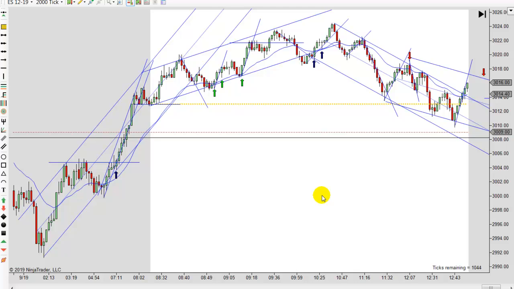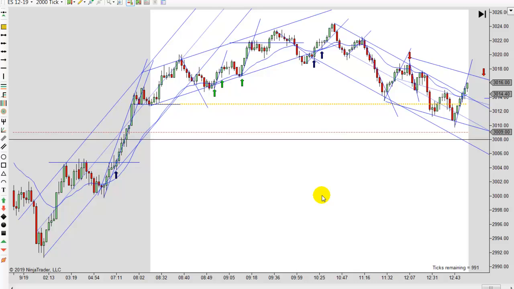But we have this down to a science. You don't need multiple charts. All that will do is confuse you. You need one chart, 2,000 tick, or whatever it takes your chart to get real close to looking like mine.